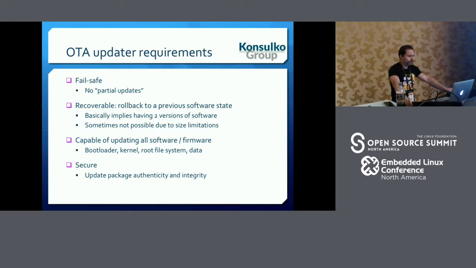There should be a possibility to roll back to a previous software state, which basically implies that there's a backup version of the software somewhere. So you have to have two versions of the software at the same time, which may be complicated due to size limitations. An OTA updater should be capable of updating all software and firmware. You know, in the Linux world, that means bootloader and kernel and root file system and databases and whatever other data you can think of.